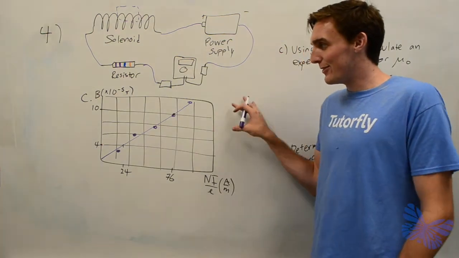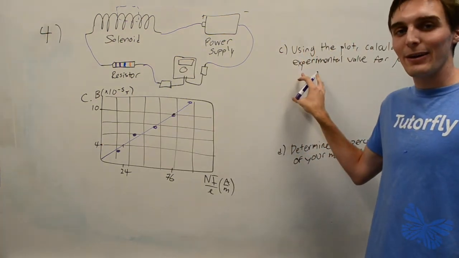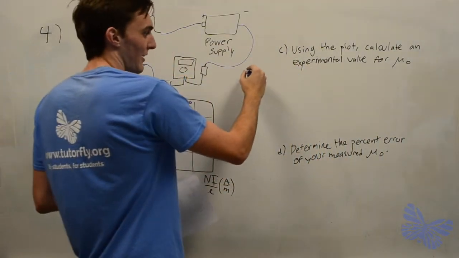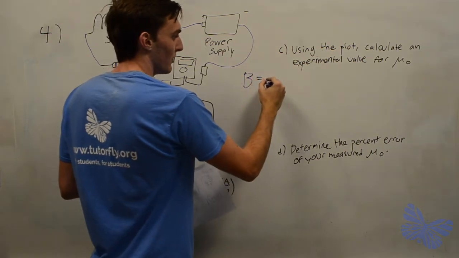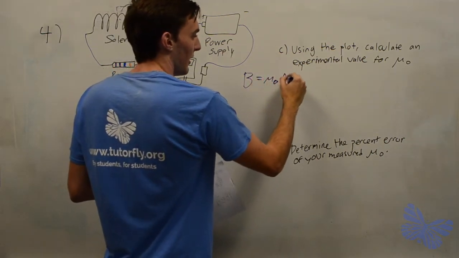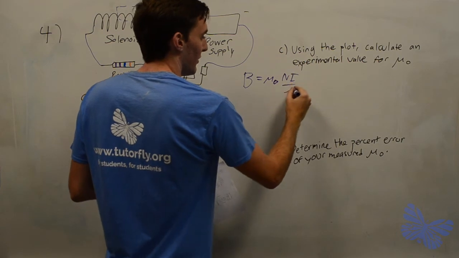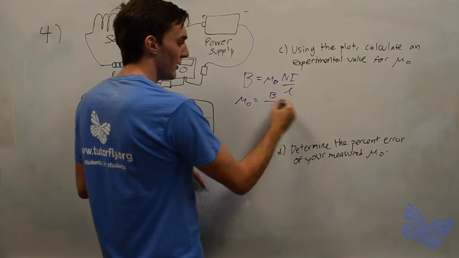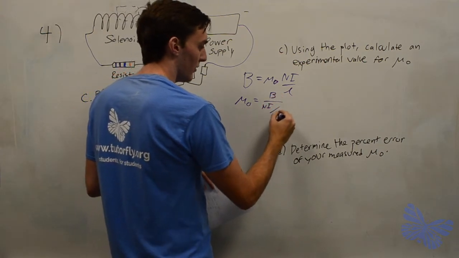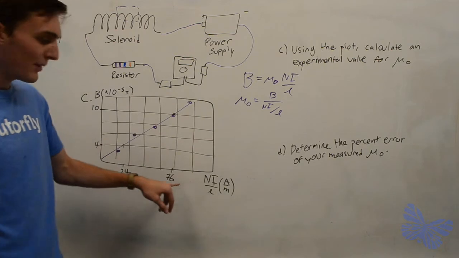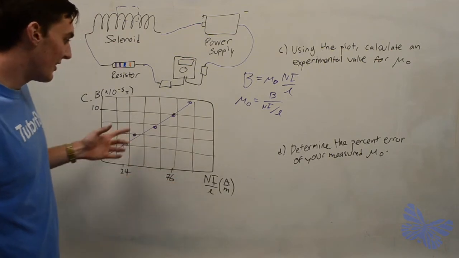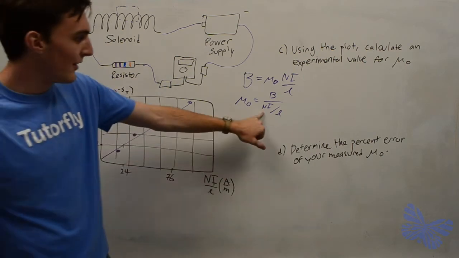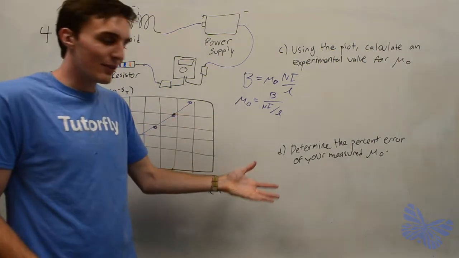And so it asks you to use this plot to calculate a value for mu naught. And so our expression earlier was that B equals mu naught N I over L. And so if we solve for mu naught here, we get that it's equal to B over Ni over L. And so if we look at this plot here, if we take the slope of this line, we get B divided by Ni over L. So we know that mu naught is going to be equal to the slope, basically.